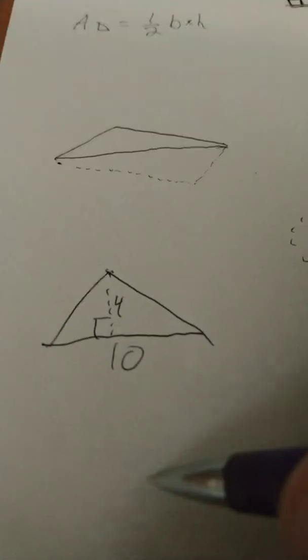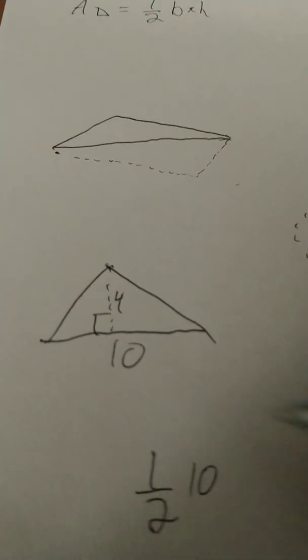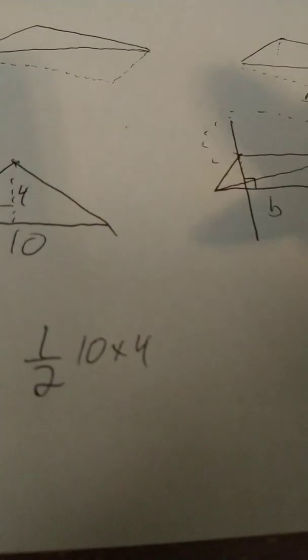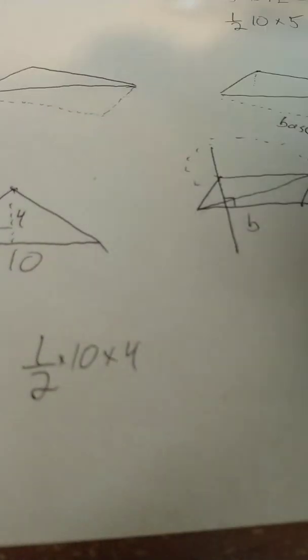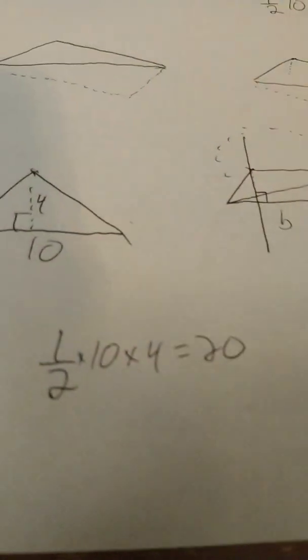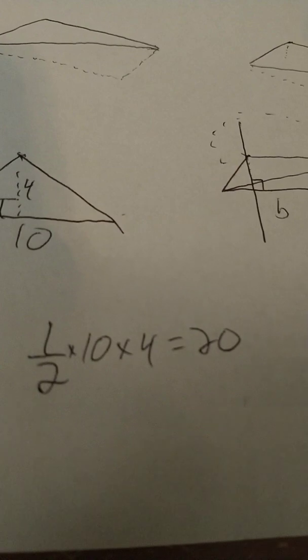All right, so you should have done 1/2 of the base times the height, 4. And 1/2 of 10, I should put a little multiplication symbol. 1/2 of 10 is 5. 5 times 4 is 20. The area of my triangle is 20. Super simple. Another one that confuses kids is they will draw the triangle like this.